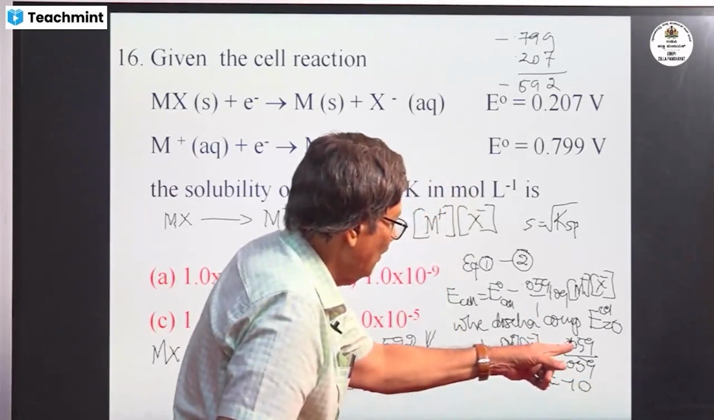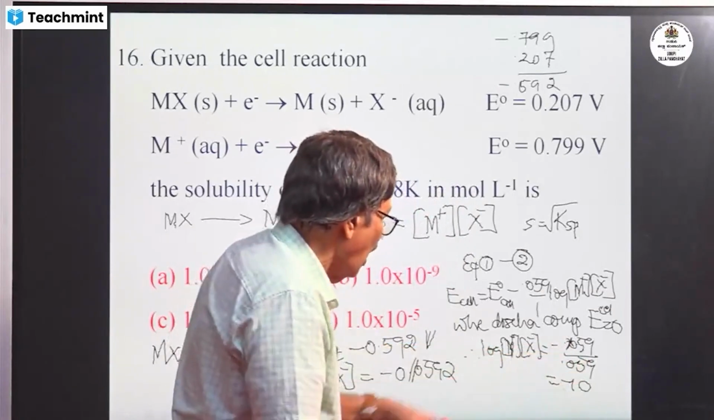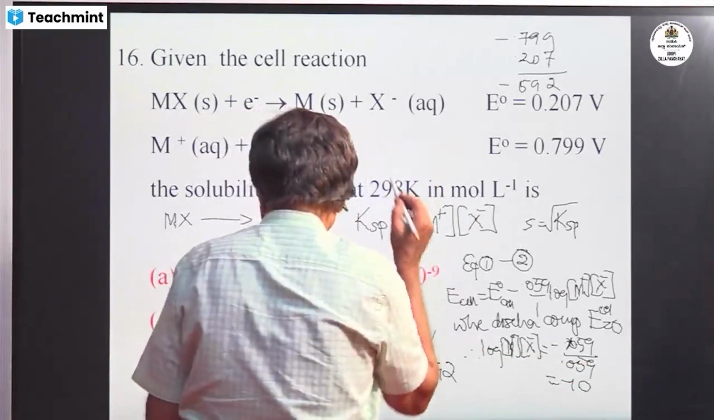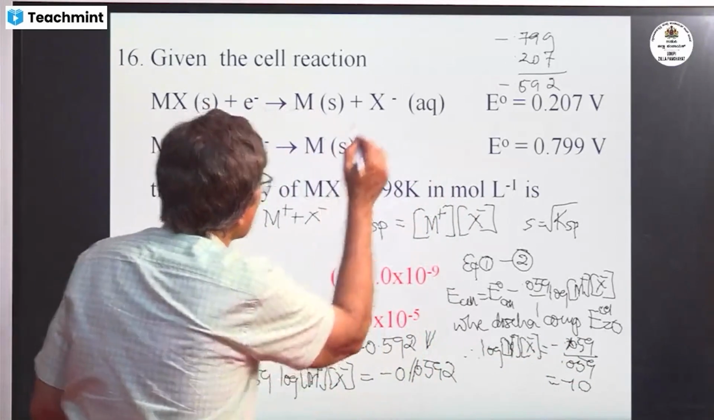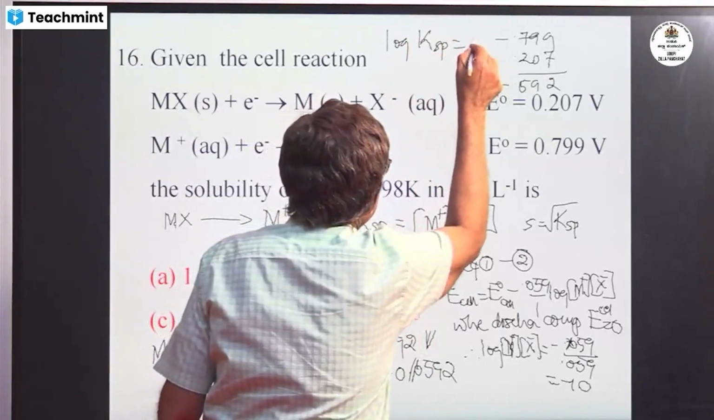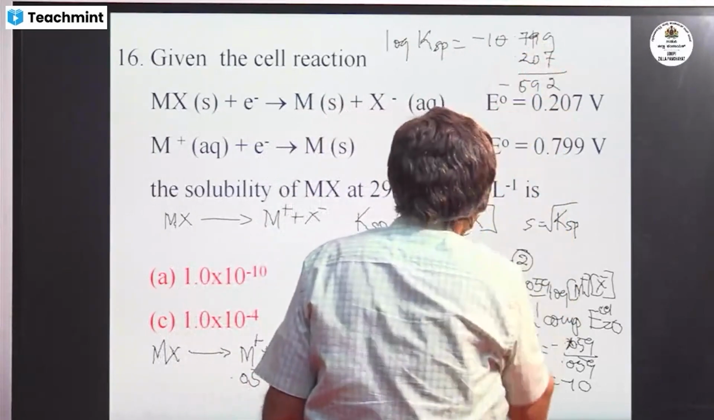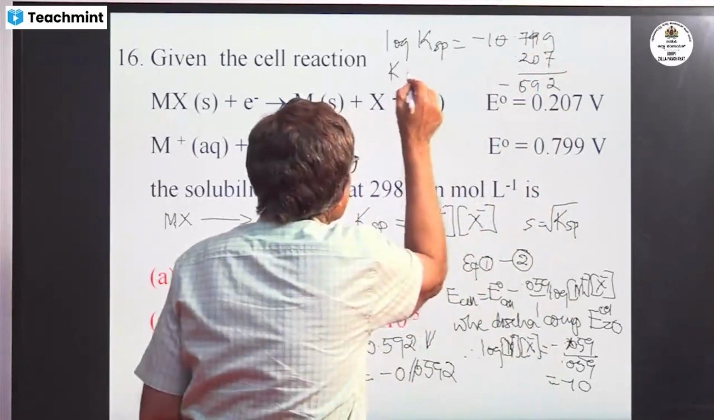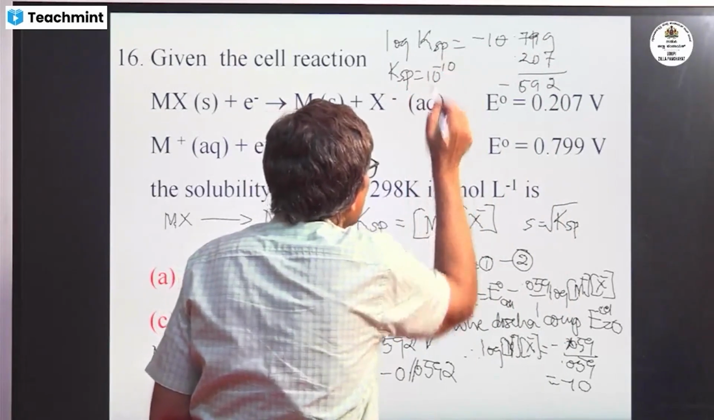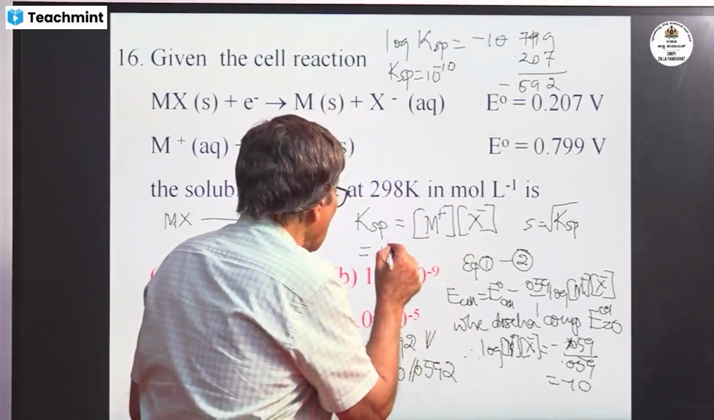Minus 0.59 by 0.059. Is it not minus 10? So log KSP is equal to minus 10. I shall write here: log KSP is equal to minus 10. So KSP is how much? Log KSP is minus 10, so KSP is equal to antilog of minus 10, which is 10 to the power minus 10. Right? KSP, you got it as 10 to the power minus 10.